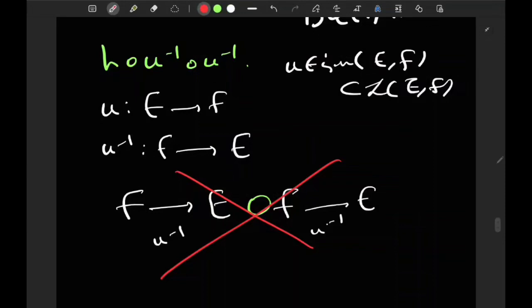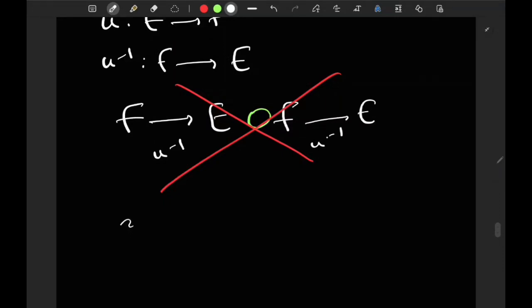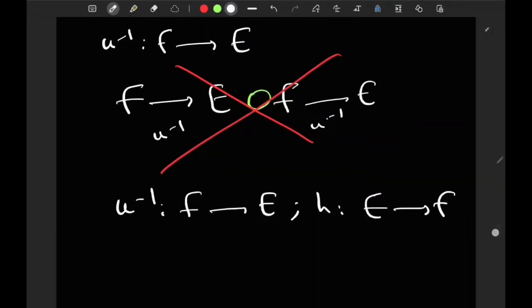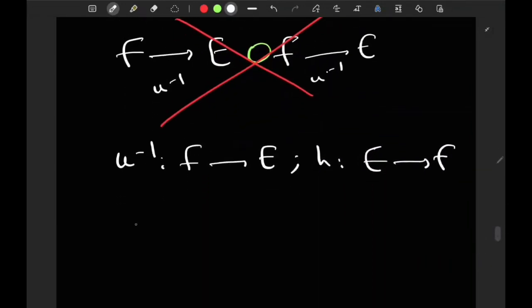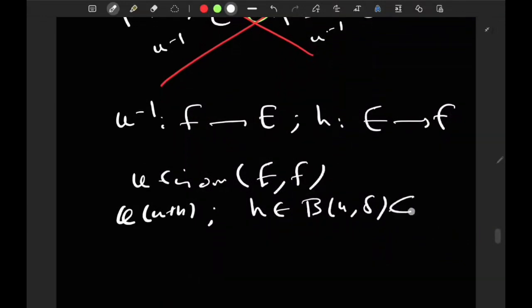So let me try to rearrange this into something which is well defined. Okay, so let's look. U inverse, going from F to E, and H, going from E to F. H represents a perturbation of U. So again, U is living inside Isom(E,F), and I'm looking at phi of U plus H. When I'm doing this, I'm looking at an H in a ball around U, which is small enough to guarantee that we are still inside Isom(E,F).